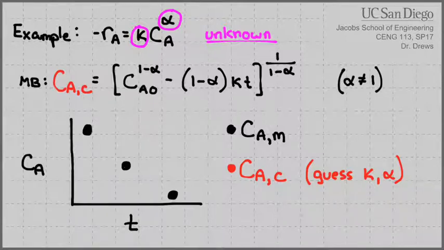If we calculate something like that, what we'll find is your first guess was probably pretty awful. And so if you put your data points on here, maybe they look something like this. Evidently, C sub A that we measured is not the same as C sub A calculated for a particular guess of k and alpha. So we need to make a better guess. How do we make a better guess? We let MATLAB make a better guess.